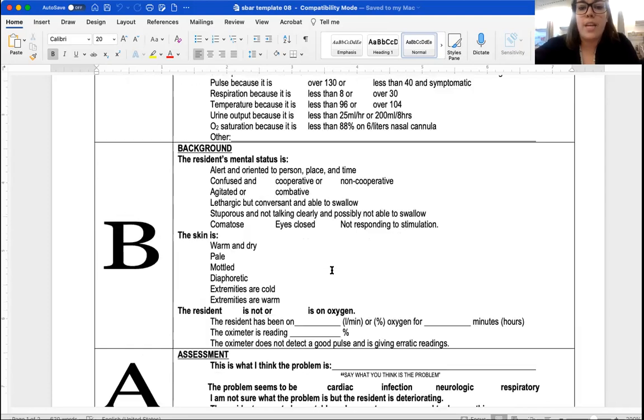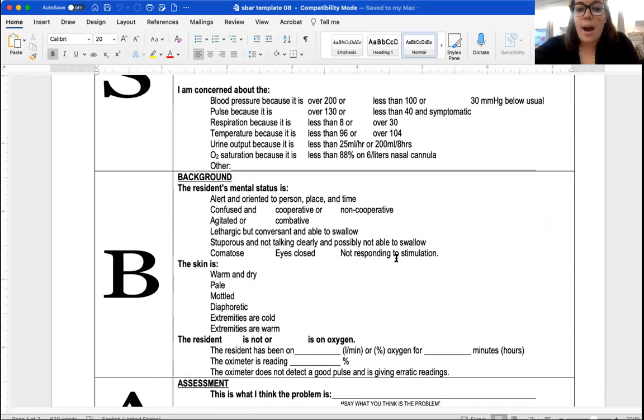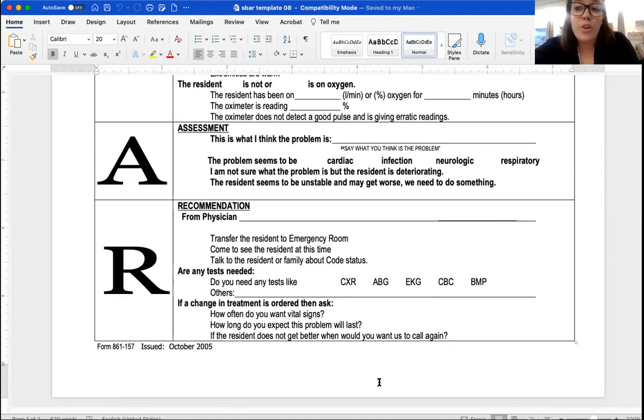So that's the basics of an SBAR. Effectively, we just want to set them up with what's the situation, what's the background, any assessment data that's going to help them to make a decision. And then what are you thinking that the patient might need, or how can you help direct them to make an order for this patient that can help you to give them good care?